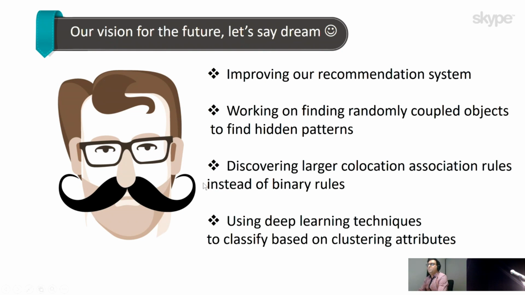So our vision for the future of this system, let's say we have some dreams for the future. We want to improve what exists at the moment. Our recommendation system should be better and better in scoring. We also want to work on finding random coupled objects to find hidden patterns, because at the moment we're using the feature-centric approach, where we pinpoint each object on the map and scan nearby objects. But we want to scan randomly and find something out of somewhere. We're not sure about the patterns, but something interesting could be there.